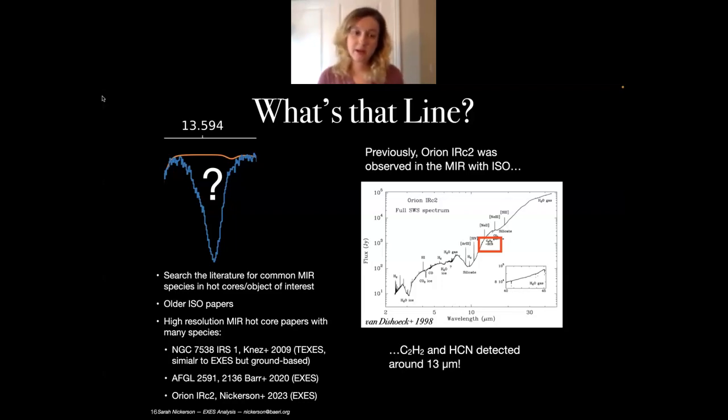So in our case, around IRC2, around 13 micron, we see that they found acetylene and HCN around there. So those are good candidates. If there's not an ISO paper towards your specific object, you can look at other objects and see what was found within their wavelengths. I just pasted the names of 3 papers here that have pretty extensive mid-infrared surveys for hot cores. That could give you lots of molecule ideas.